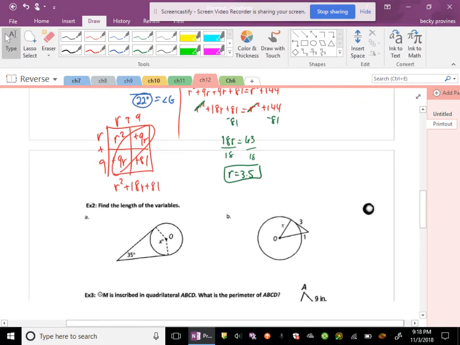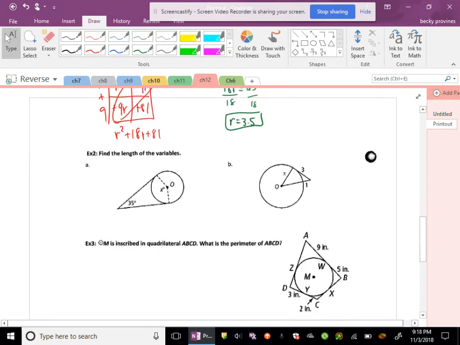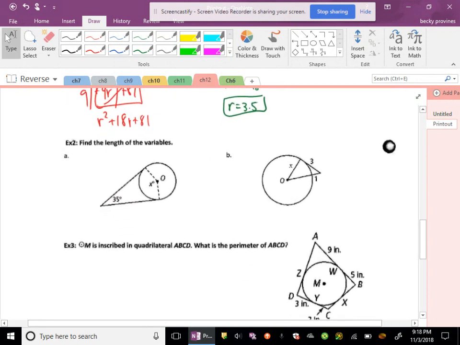Okay, now moving on, it says find the length of the variable, or find the measure of the variable, I think would be better. Now, I'm going to find that big obtuse angle. Now, when you look at this picture, hopefully you see 2 points of tangency. I see one here that makes a 90, and right down here that makes a 90.